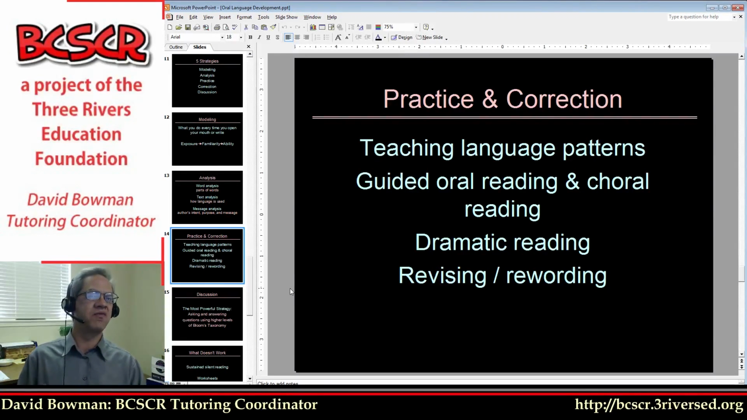Some of the other activities that work very well for this, any type of guided oral reading or choral reading, is very effective for giving opportunities for practice and correction, as does dramatic reading and any kind of revising or rewording. Put this into your own words, or what's another way to say that. All of that fits that set of strategies called practice and correction.